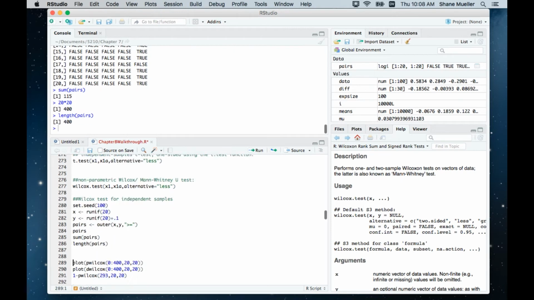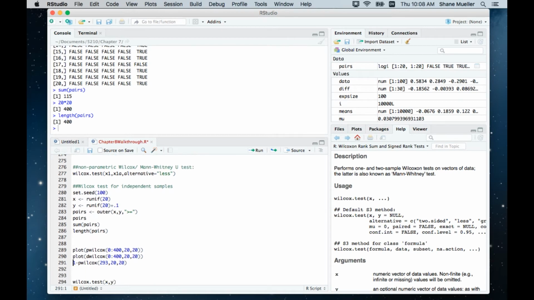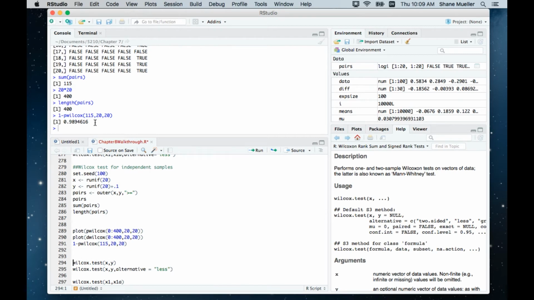So I've got the sum and the length, and I can look it up with the P Wilcoxon, or P Wilcox, and in this case it's going to be 115. 2020. And so in this case, what I saw is actually highly unlikely to have occurred just by chance. It's basically a 1% chance that it could have occurred at random. And so this would be fairly strong evidence.